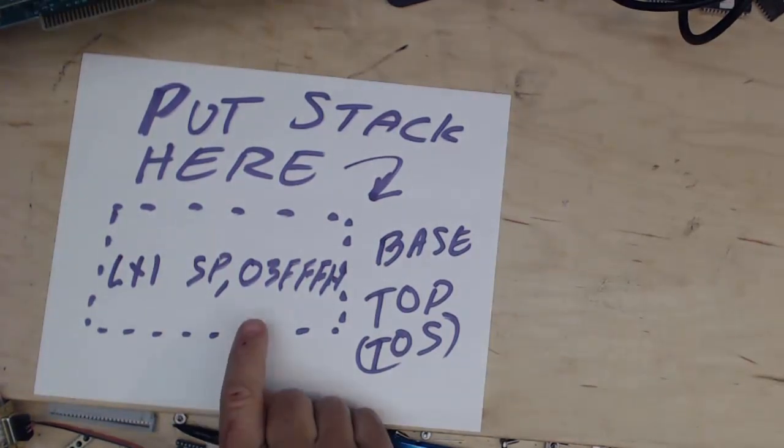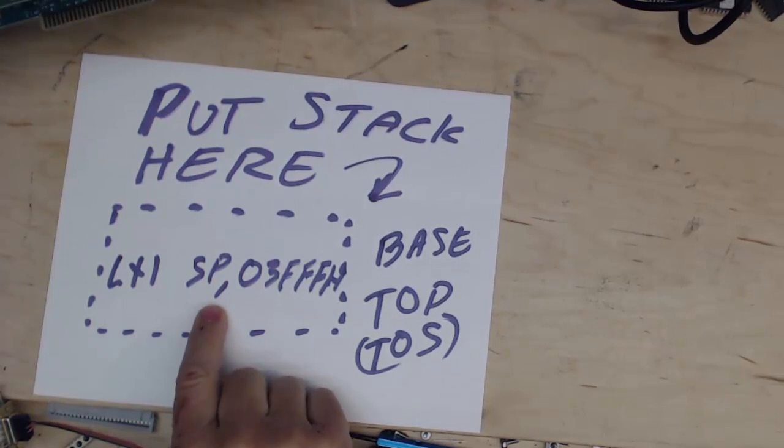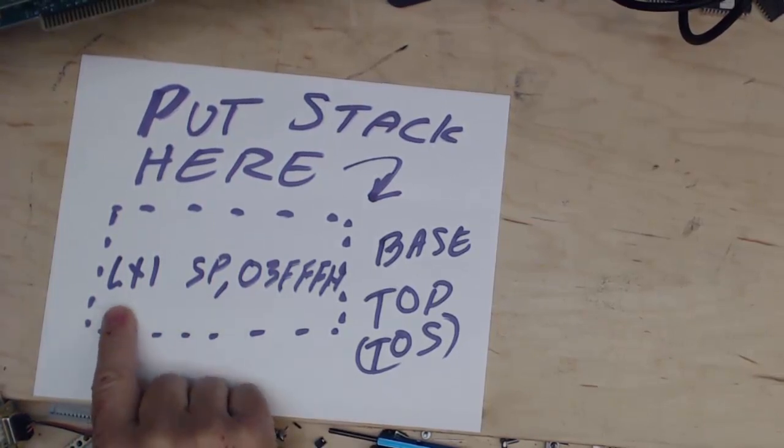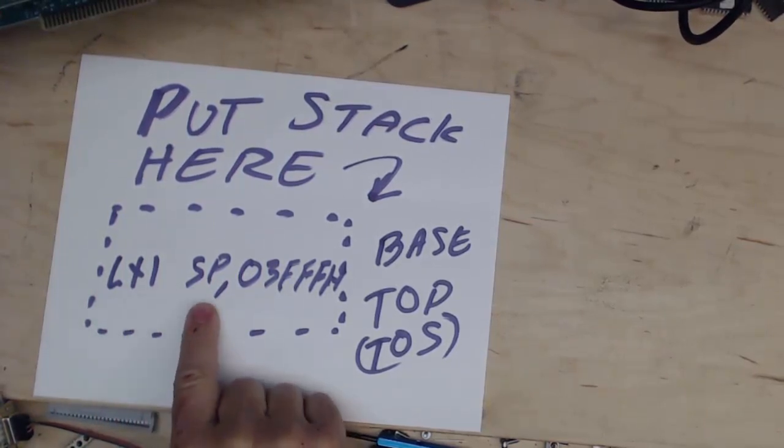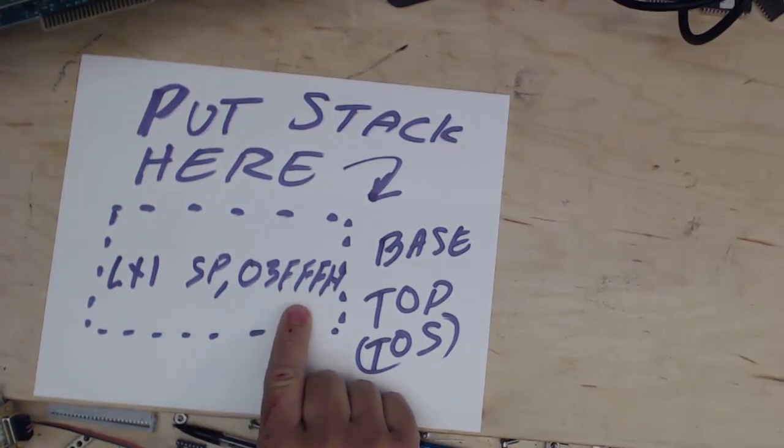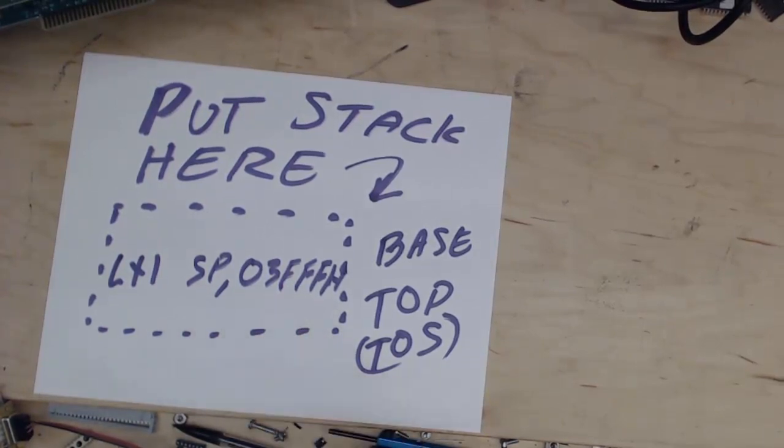But the first thing we need to do when we want to use the stack is we have to define what we call the base of the stack. So this is the address that we're going to put the stack. In this case we're doing a load extended immediate to the stack pointer, 3FFF hex. And so that's going to put the base of the stack at 3FFF.